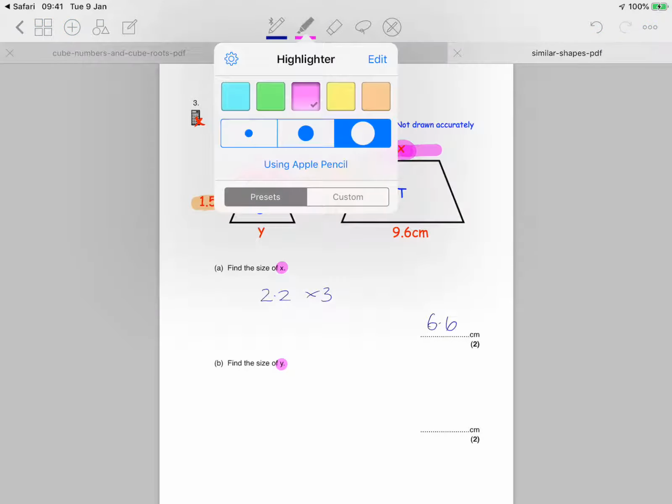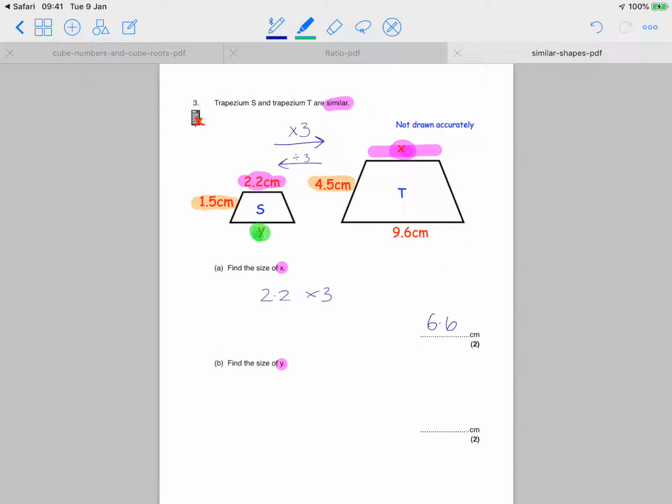For part y, this is on the smaller diagram and it matches up to the 9.6 on the larger diagram. So this time the 9.6 has to be divided by 3 to work back to the smaller picture. And 9.6 divided by 3 gives me 3.2. The colours on the diagram really help me make sure that I put the right numbers together. The 2.2 for the x and not being confused using the 9.6 or the other way around.